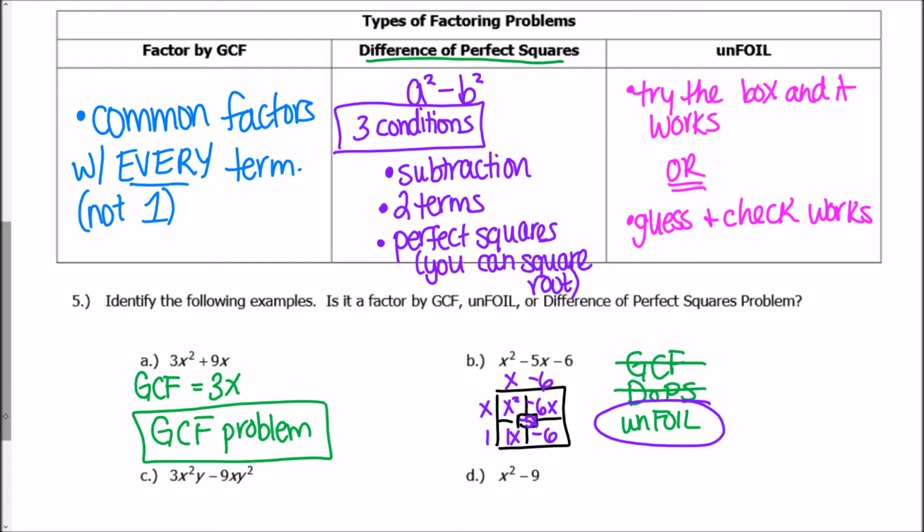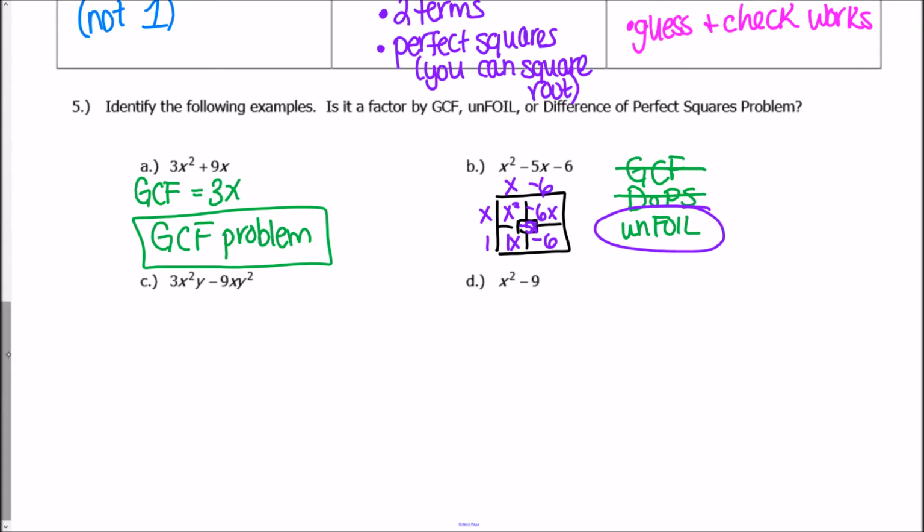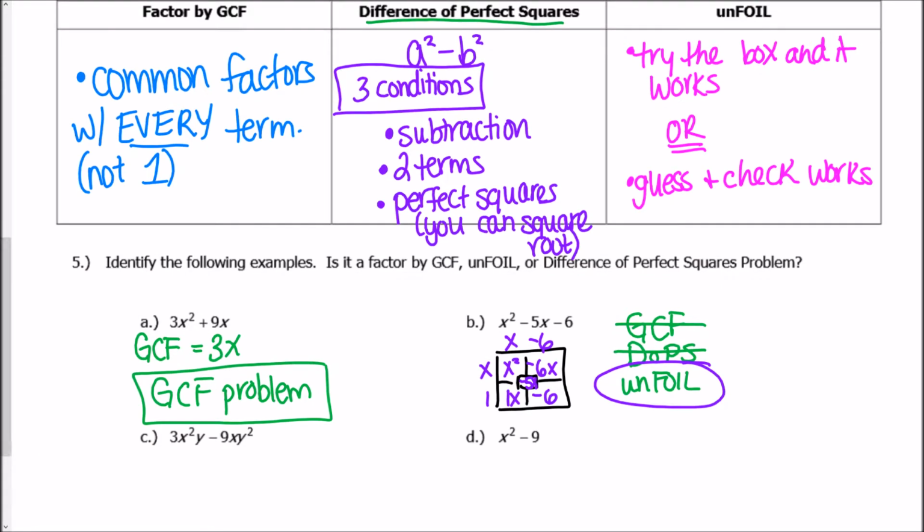Okay? All right, so now let's look at question C right here. So I'm going to list all 3 types of problems out over here, and we're going to cross off the ones that don't work. So, sorry, right here, difference of perfect squares or unfoil right here.